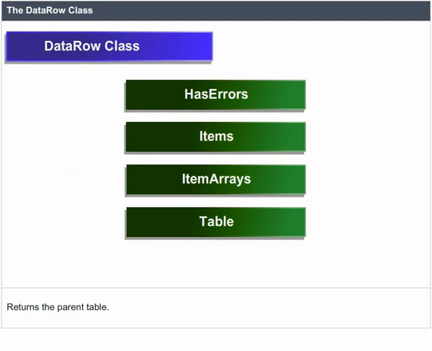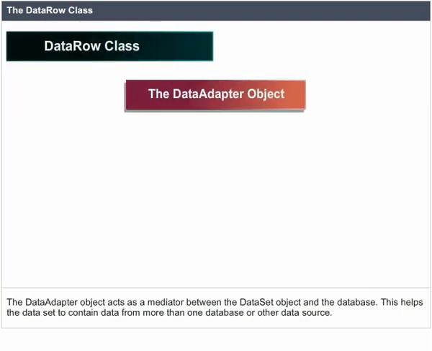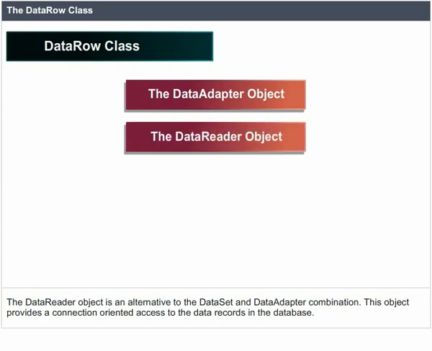The DataAdapter object. The DataAdapter object acts as a mediator between the DataSet object and the database. This helps the DataSet to contain data from more than one database or other data source. The DataReader object. The DataReader object is an alternative to the DataSet and DataAdapter combination. This object provides connection-oriented access to the data records in the database.